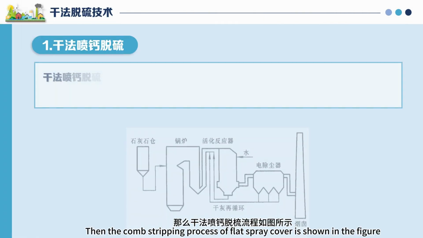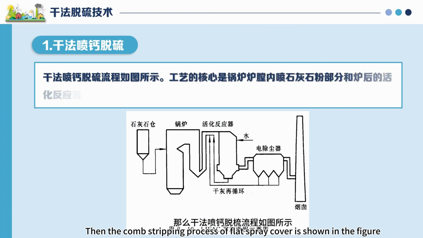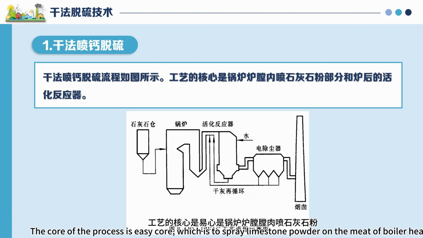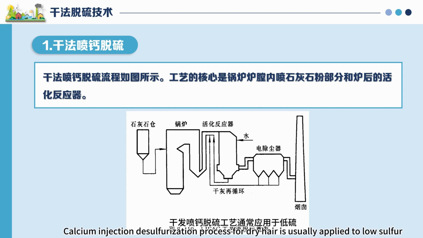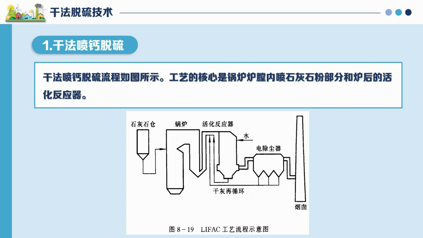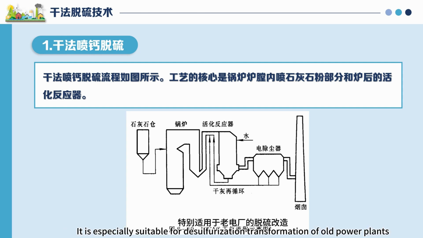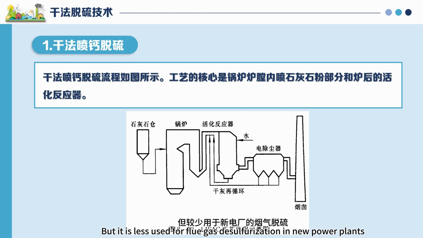Then the process flow of dry spray desulfurization is shown in the figure. The core of the process is to spray limestone powder into the boiler hearth. Activation reaction occurs after the furnace. Dry calcium injection desulfurization process is usually applied to low sulfur. It is especially suitable for desulfurization transformation of old power plants, but it is less used for flue gas desulfurization in new power plants.